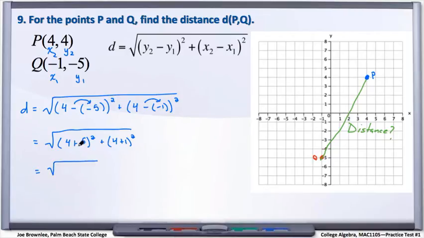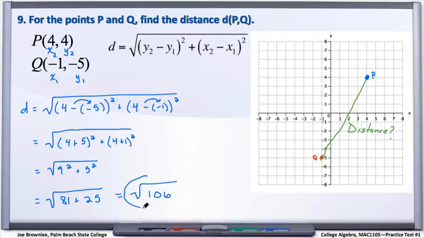again, we're just simplifying here, well 4 plus 5 is 9, so we end up with 9 squared plus, and here we have 4 plus 1, that's positive 5. So positive 5 squared. All right, we'll go ahead and simplify again. Well, we know 9 squared is 81. 5 squared is positive 25. And so we end up with, well, 81 plus 25 is 106. And so our distance between the points P and Q, this distance here, is radical 106.